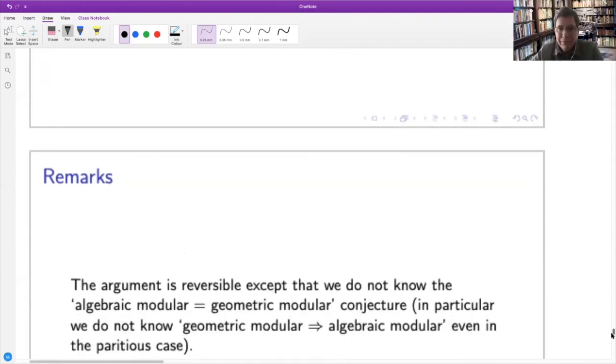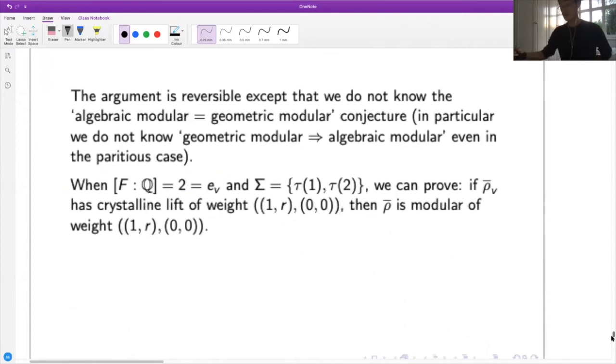The one remark is that the argument is reversible, except that in that proof we could go from algebraic modular to geometric modular, modulo p, by making appeal to the Parisi-ness of the weight. But even if it's Parisi, you cannot go back from geometric to algebraic, and therefore you cannot really reverse this argument. Apart from that point, you can. You can also prove the ramified case, and the numerology would look like that, but I think I've just overrun, so I'm going to stop here.